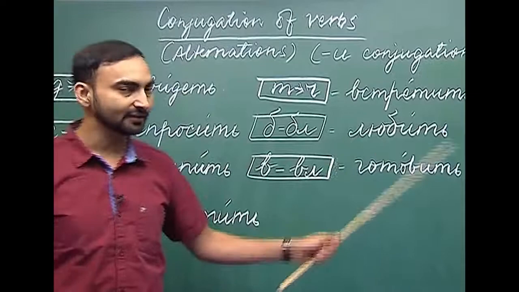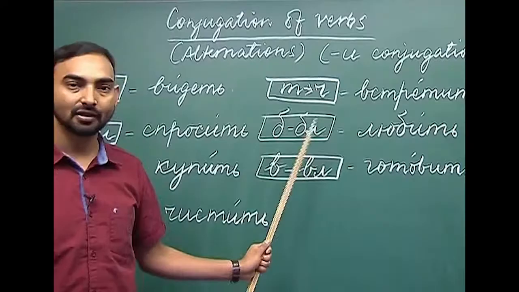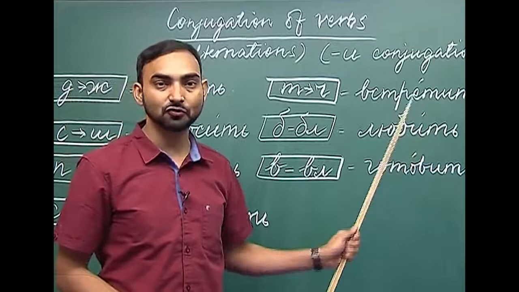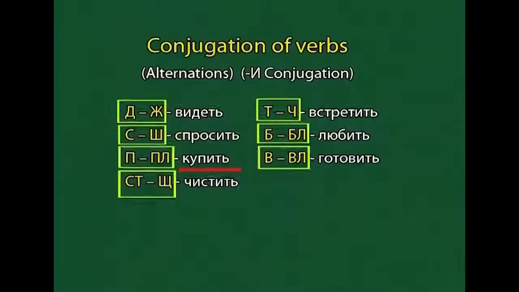Ya lubliu. So instead of using lubiu, we are adding an additional consonant la. Ya lubliu, ti lubish, onana lubit, mi lubim, vi lubite, ani lubyat. So again, we are using this alternation in the first person singular number. Next is pa changes to pa and la in the first person singular number.